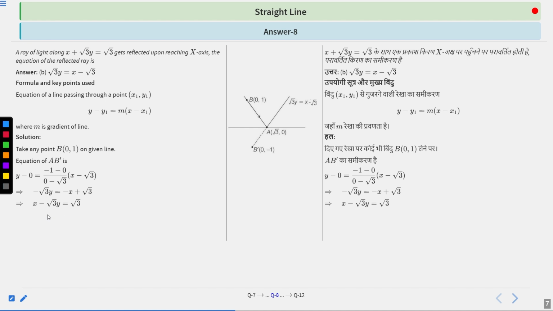Therefore you will get x minus root 3y is equal to root 3 after adjustment. So root 3y is equal to x minus root 3. You can see the equation root 3y is equal to x minus root 3 is the equation of the reflected ray. Got it? Clear? Therefore option B, root 3y is equal to x minus root 3, should be the right answer. Okay, let's move to the next question.